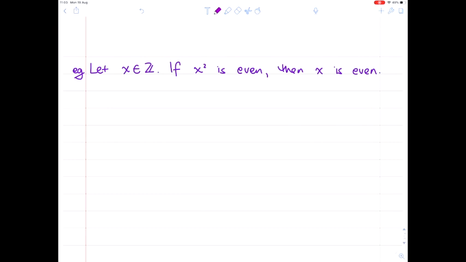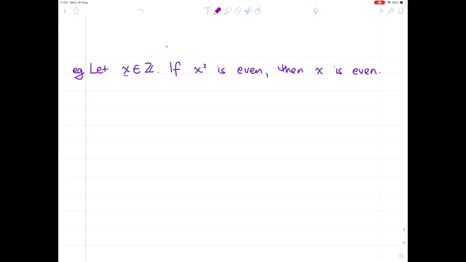Okay, so we're going to assume that we've got some integer x, and we're going to prove that if x squared is even, then x is even. Now you can try and do this with a direct proof, but it's a little tricky. But you'll notice when we do this with an indirect proof, it's much more straightforward.